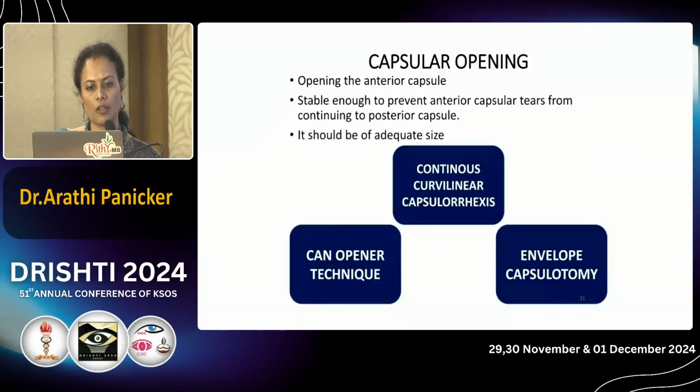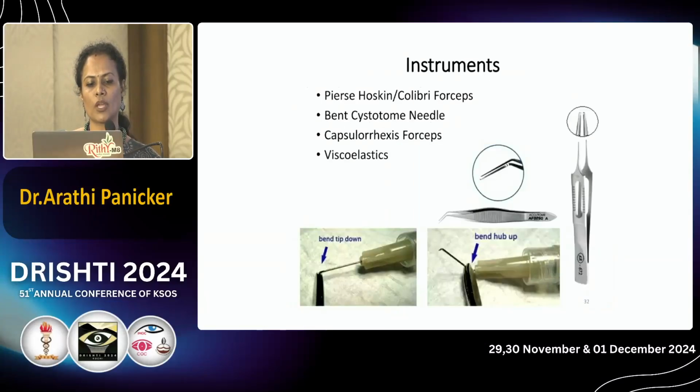Next is a very important step, that is capsular opening. Opening the anterior capsule should be stable enough to prevent the anterior capsular tears from continuing to the posterior capsule. It should be of adequate size, and can be done as continuous curvilinear capsulorhexis, can opener technique, or envelope capsulotomy.